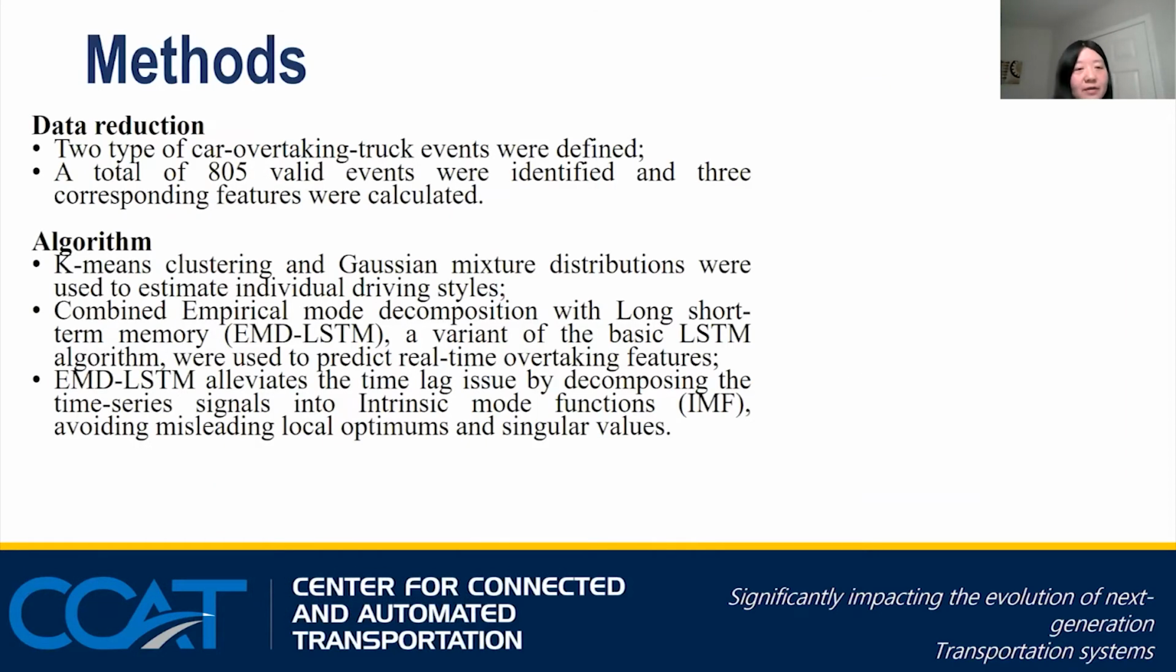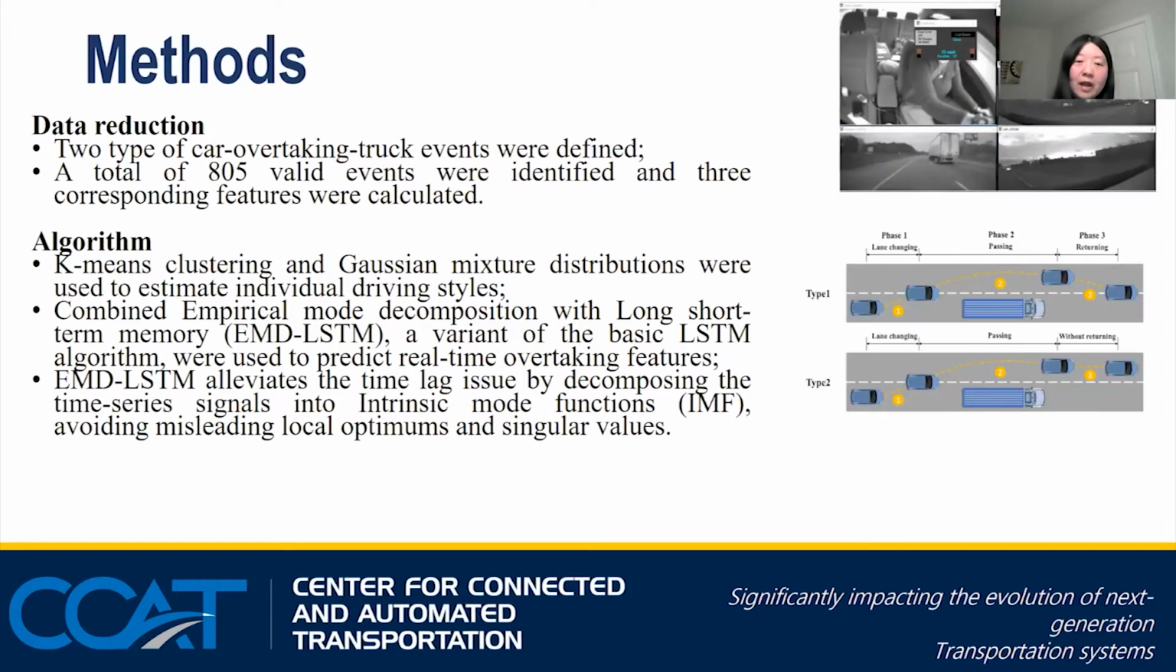So, methods. The data we used, as I introduced earlier, is from the Safety Pilot study. We went to the database using the keywords that the Mobileye sensor flagged a truck in front of the car, and we also used our own algorithm definitions for the car overtaking as well as the car lane changing behavior from the database.